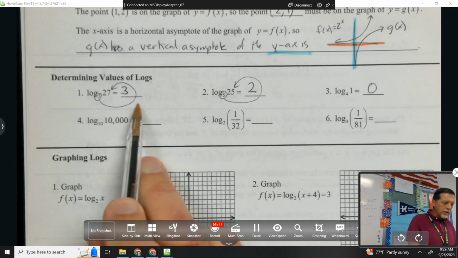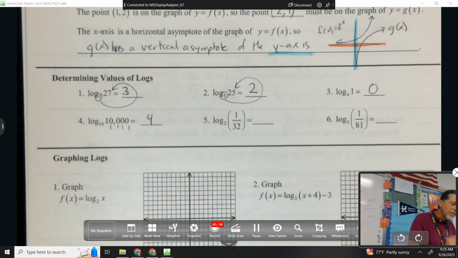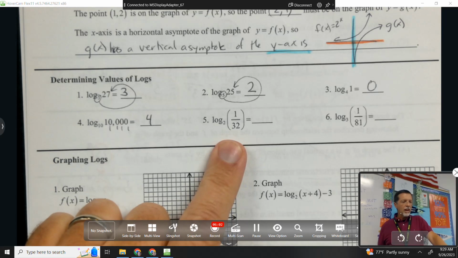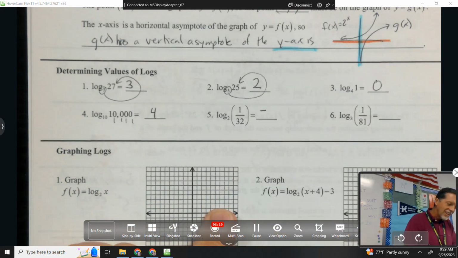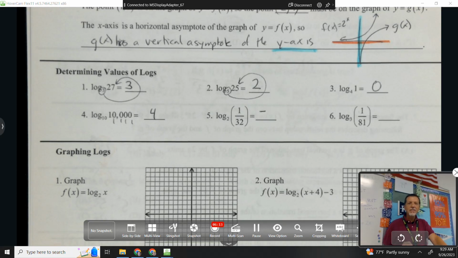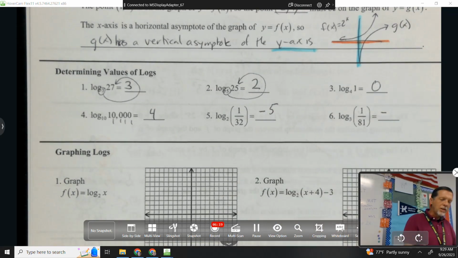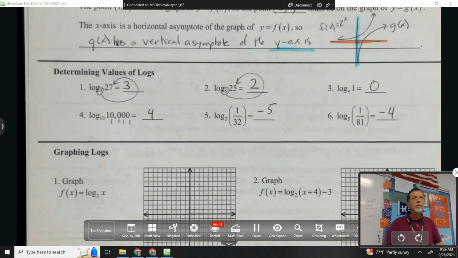10 to what power would give me 10,000? 1, 2, 3, 4. I can just count the zeros. 10 squared is 100, cubed is 1,000, fourth is 10,000. How did we end up with negative? I just gave away the answer. It's a negative. I meant to say, how did we end up with it flipped over? It's negative. So 2 to what power would give me 32? 5. So negative 5 would flip it over. Same thing with number 6. Got to be negative to flip it over. And 3 to the 4th would give me 81.